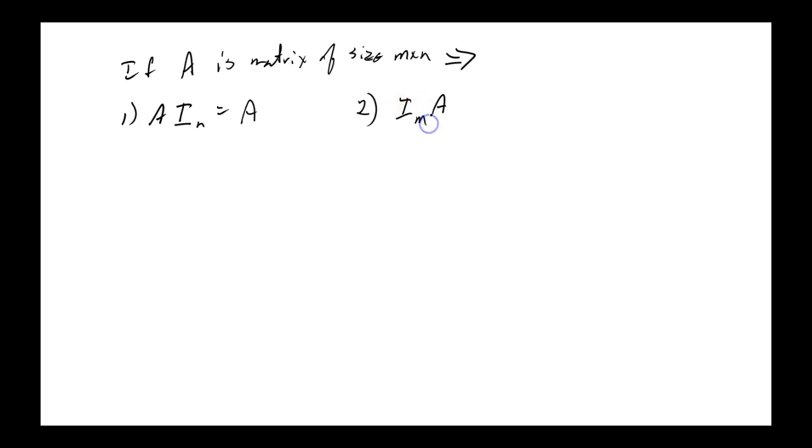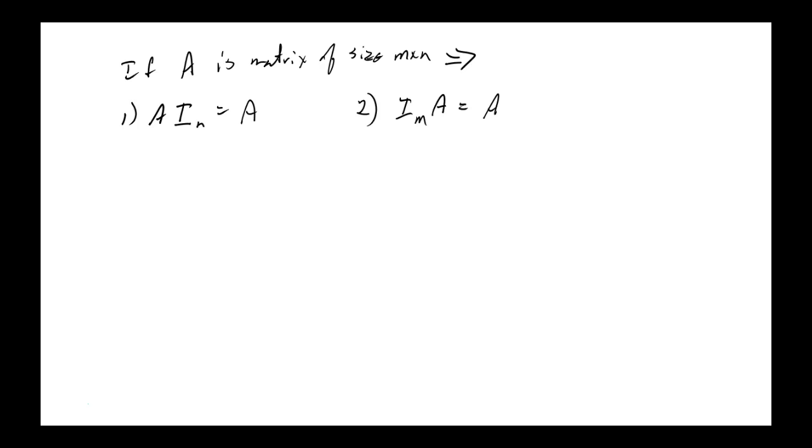M. A square matrix of size m, because if A has m rows, I on the left has to have m columns. And if it's square, it'd be m by m. But if it's multiplied by A on the right, it has to have n rows, and because it's a square matrix, it has to be that. So what would I sub m times A be? Also A. Every time A. As long as I is the proper size, you multiply left or right, it gives you the same matrix as you multiply.